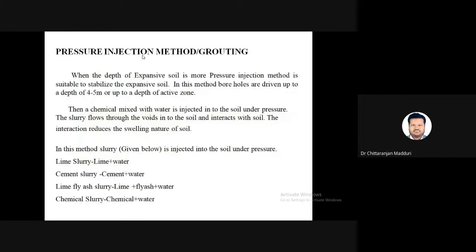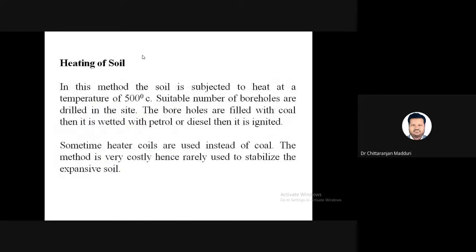Next, the heating of soil mass is called a thermal method. In thermal methods, we have two types: one is heating of soil, and the second one is freezing of soil mass. In the case of heating of soil mass, the soil is subjected to heat at a temperature of 500 degrees centigrade. A suitable number of bores are drilled in the site. The boreholes are filled with coal, then wetted with petrol or diesel, and then ignited.